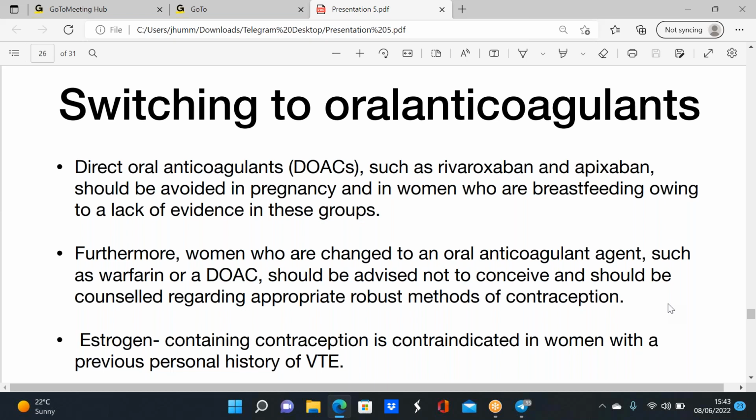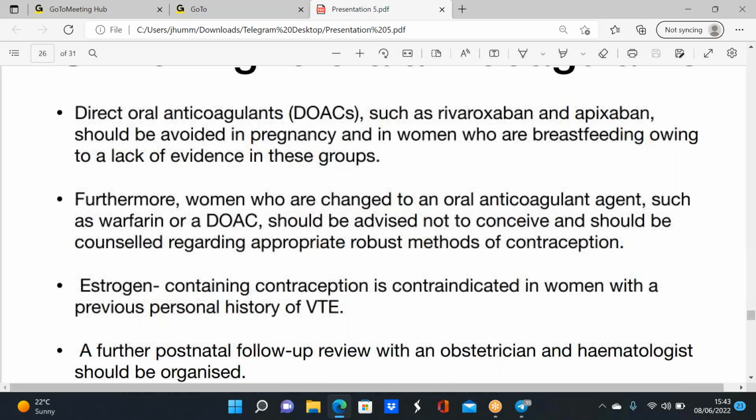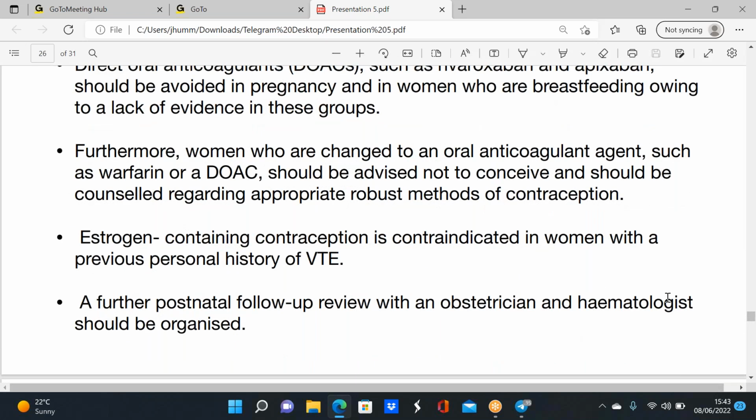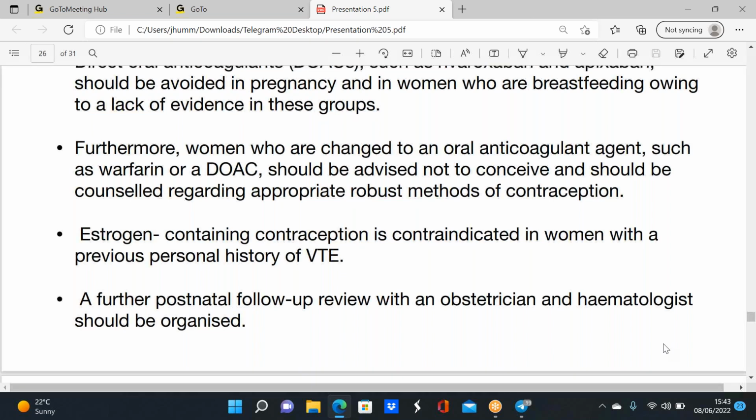Furthermore, women who are changed to an oral anticoagulant agent such as warfarin or a direct oral anticoagulant should be advised not to conceive and should be counseled regarding appropriate methods of contraception. Estrogen-containing contraception is contraindicated in women with a previous personal history of VTE. Further postnatal follow-up review with an obstetrician and hematologist should be organized.